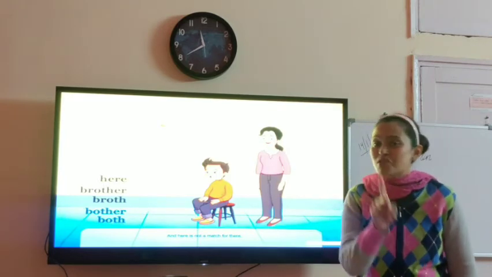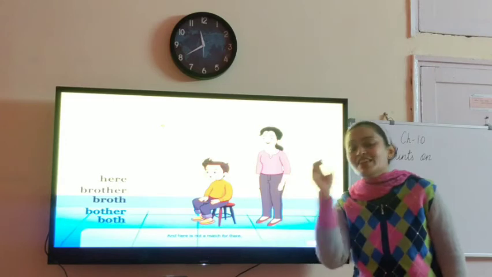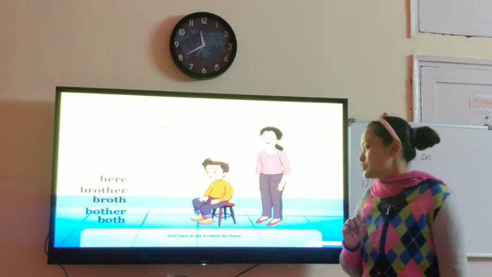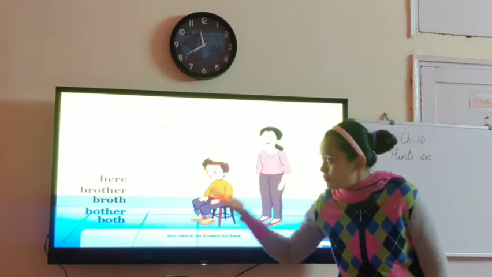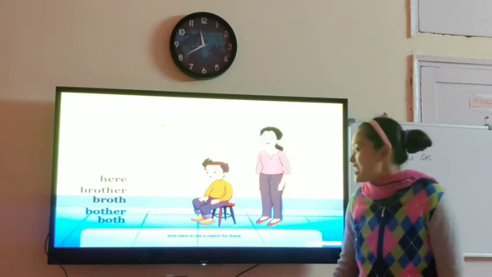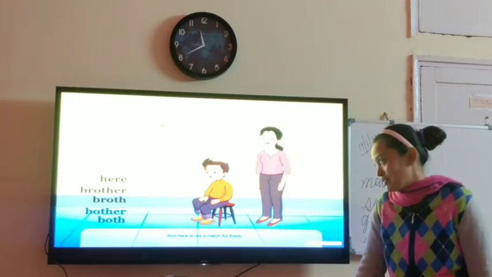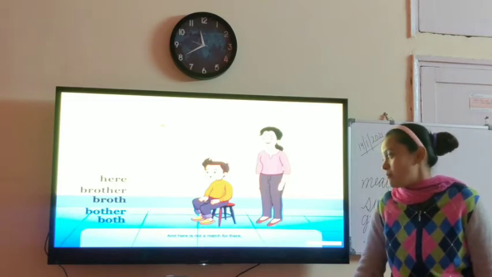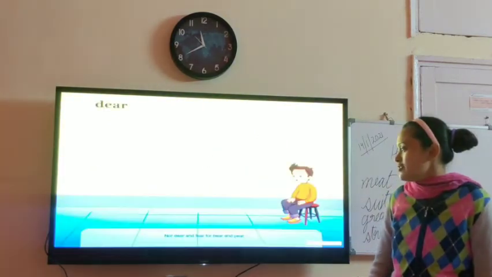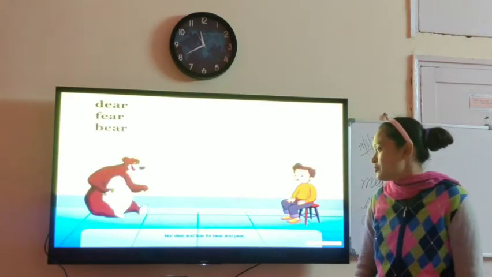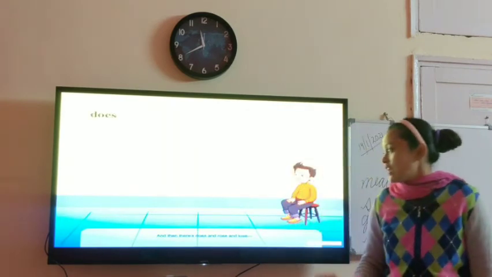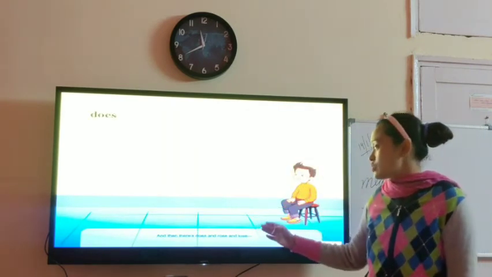They told you the example of moth and mother. They have told you the example of broth and brother. They have told you the example of both and bother. So that's how confusing it can be. And here, another example. And here is not a match for there. There. Not dear and fear for bear and pear. So all these words, and then there's does and rose and lose.